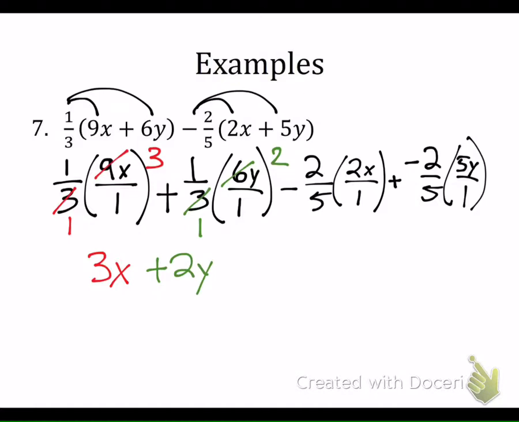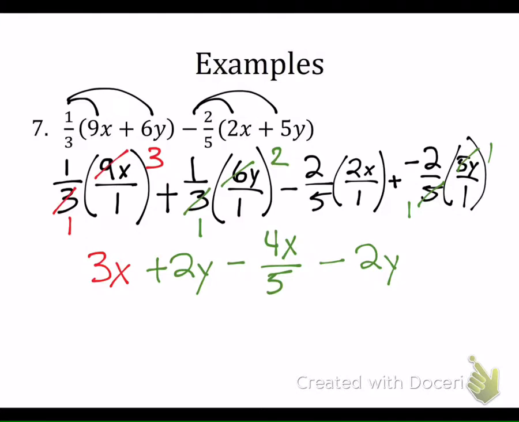Now, I don't think we're going to have the same luck in the back, so we just have to multiply. So minus, multiply your numerators, you get 4x. Your denominators, you get 5. And then in the back, we're going to get plus a negative, so it's going to be a minus again. But look at the 5s, right? So minus 2y.